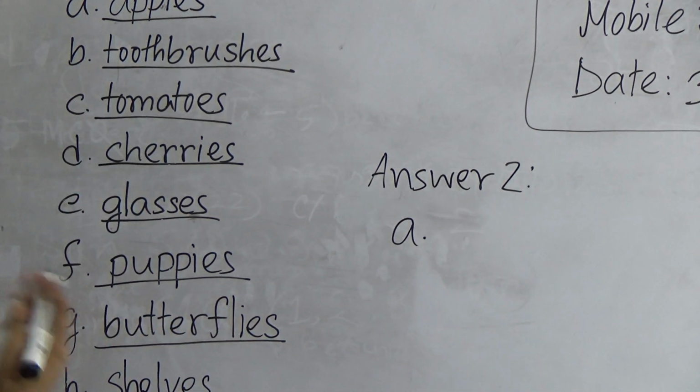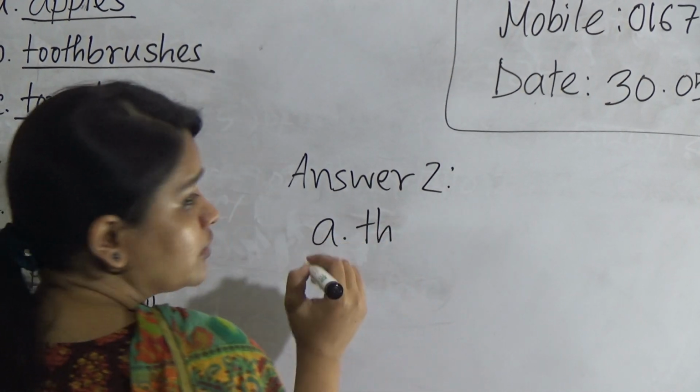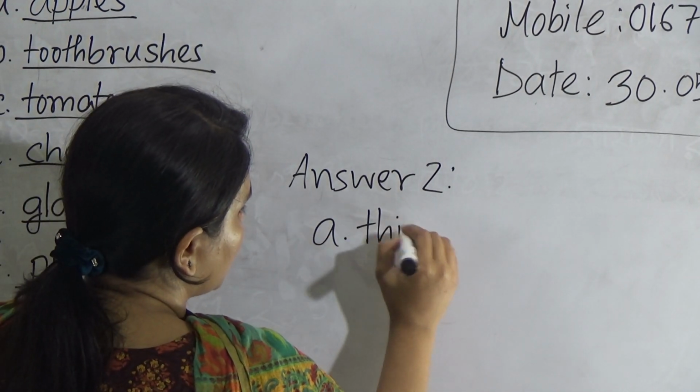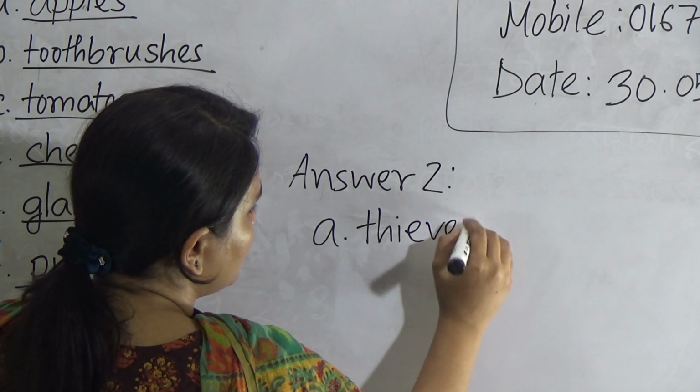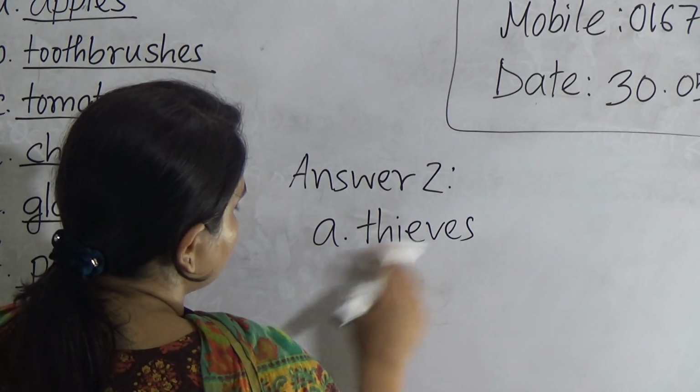Now we start our next question number 2. Now A, so it is given here thief, and now we will make it plural. We know the thief is in the singular form, so T-H-I-E-V-E-S, thieves. We will drop F and we will add VES to make it plural. So this is our answer.